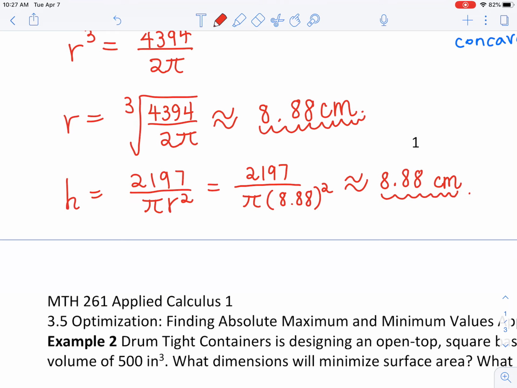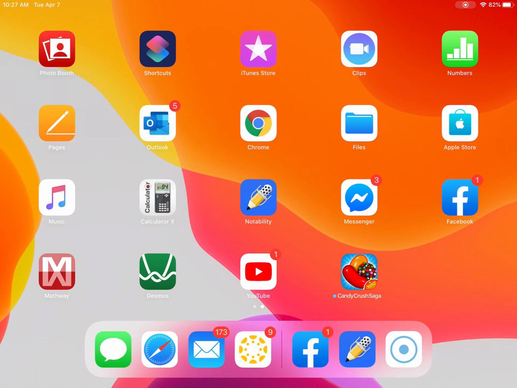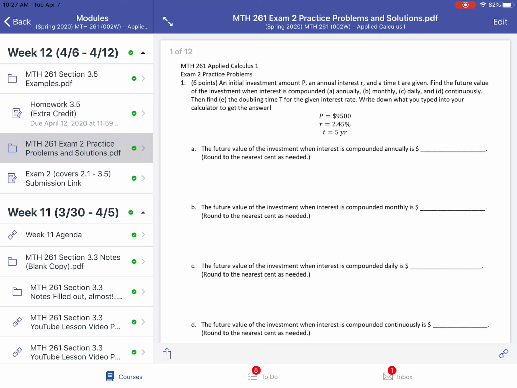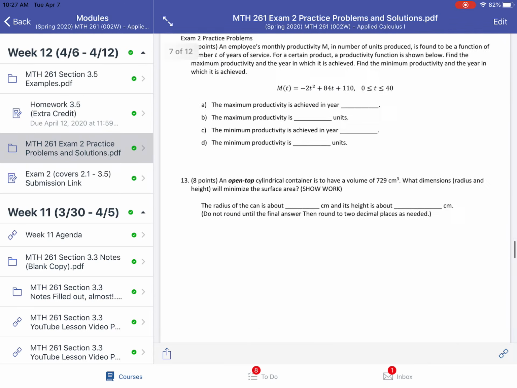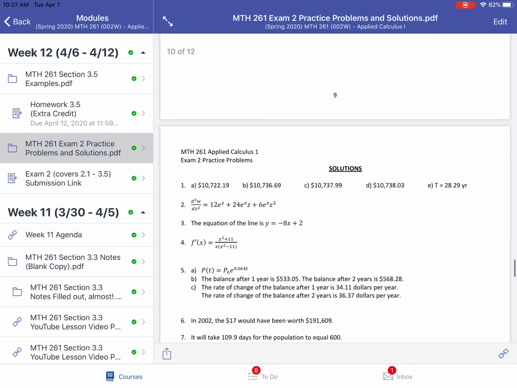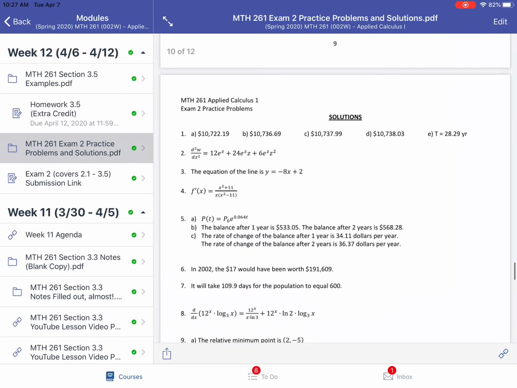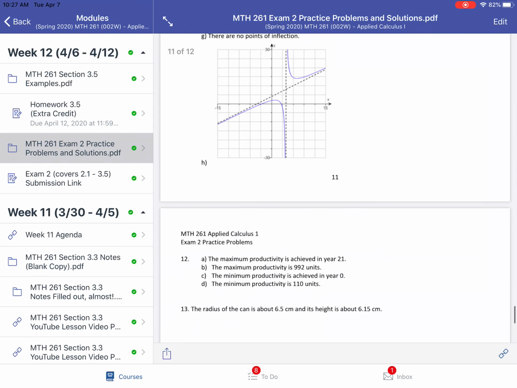And it's a very reasonable thing for you to think about. The radius and height came out to be the same. Will this be the case all the time? Well, the problem that I asked you to try on your practice test, let me show you the answer. This was the same type of problem that I wanted you to try on your own. Number 13 on the practice test. Sorry, this one right here.